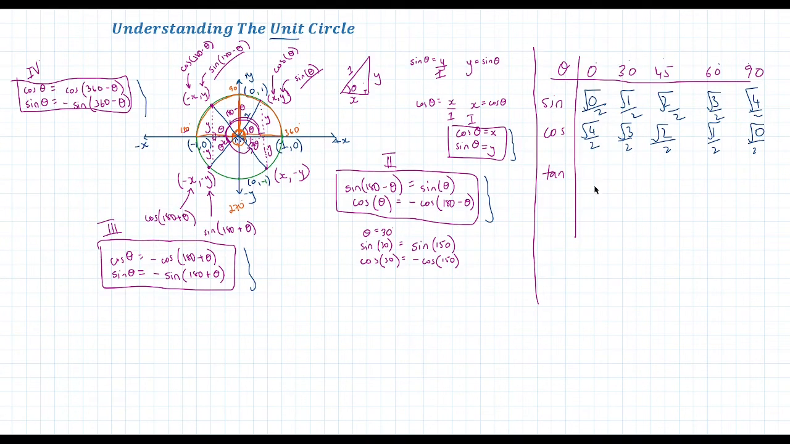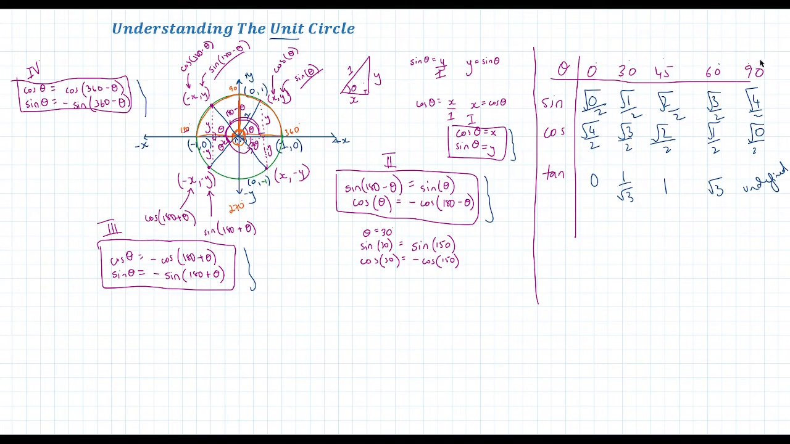So 0 divided by 4 is just 0. Root 1 divided by root 3 is just 1 over root 3. Root 2 divided by square root of 2 is just 1. Root 3 divided by root 1 is just square root of 3. And square root of 4, which is 2, divided by 0, you can't divide by 0, so this is just undefined. Now we have all the values for sine, cosine and tan in the first quadrant.